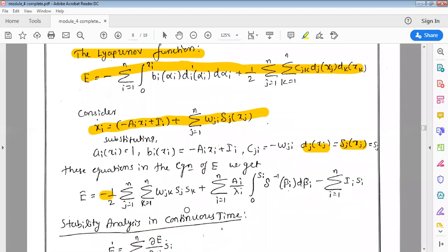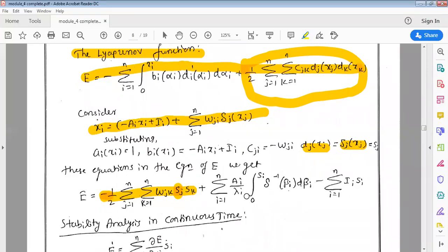Instead of plus, I got minus. And dj of xj is written as sj from this one, and this one is written as sk. So this entire function, whatever I have written, is rewritten in this format. Plus ai by lambda i into this integral from 0 to si of delta inverse of beta i into d beta i, minus ii into si. This is minus ai xi into ii. This is written in this format.